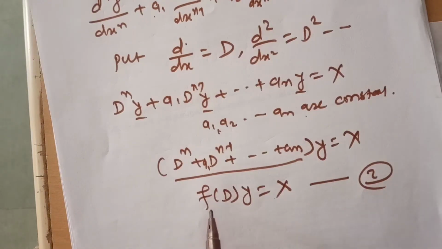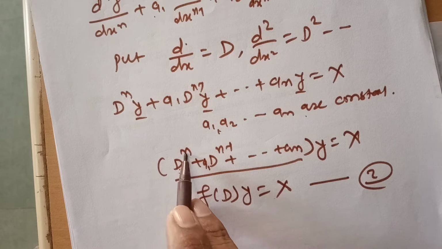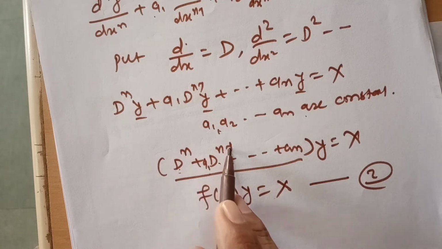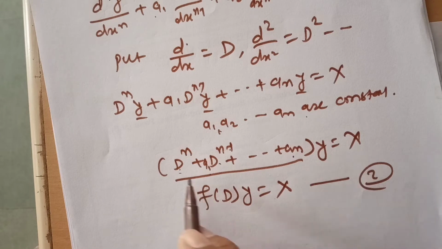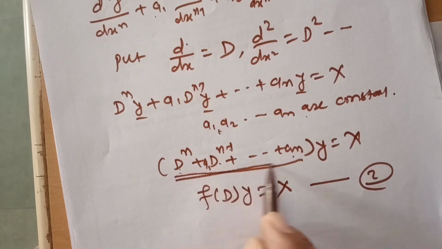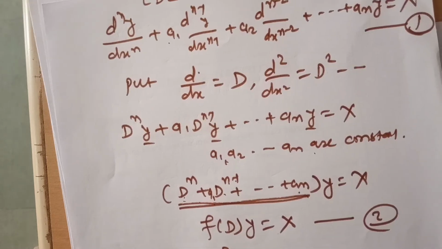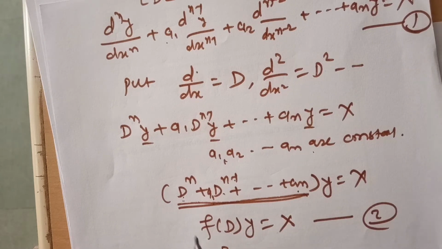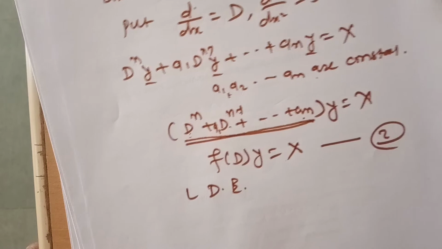Now what is this f(D)? f(D) is a function of D, and it is nothing but D^n + a1 D^(n-1) + and so on + an, and this f(D) is only the coefficient of y. This is also called a linear differential equation. That means this equation 1 we can write in short form as f(D) y = X. Now our aim is to solve this differential equation.